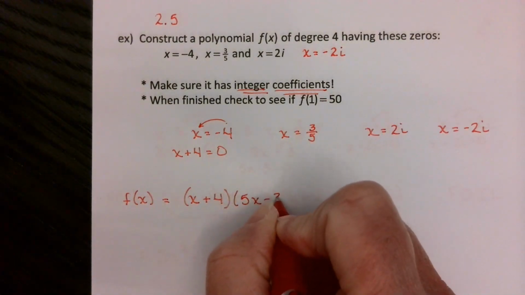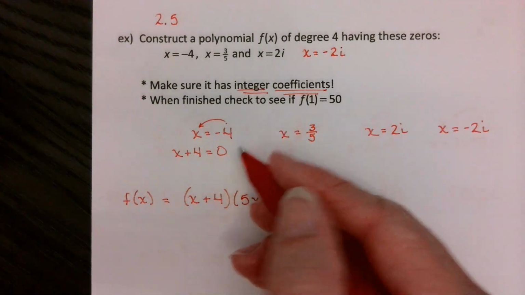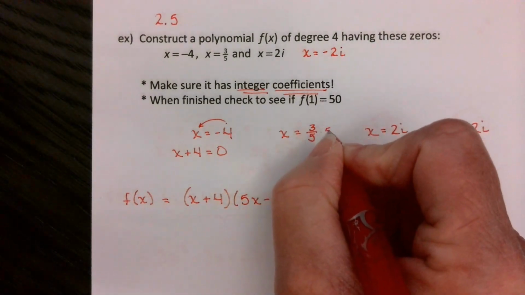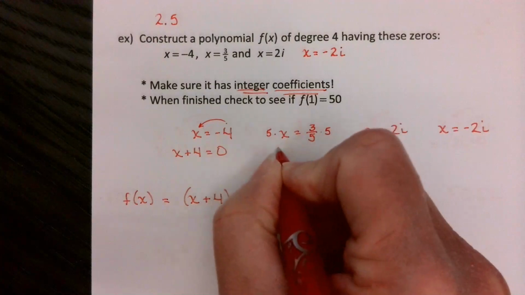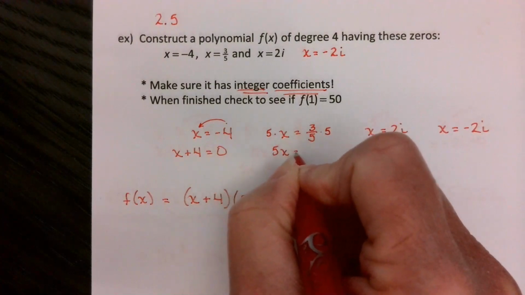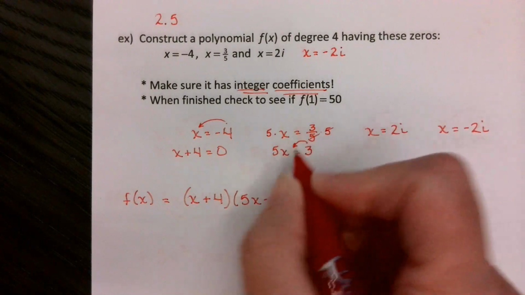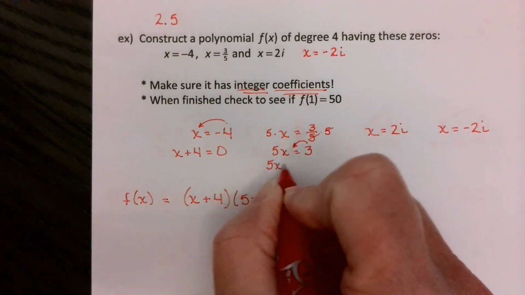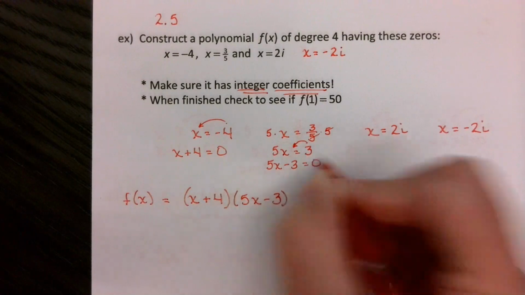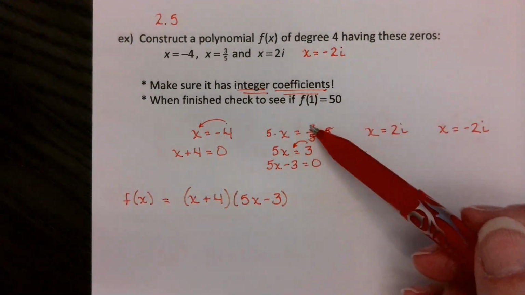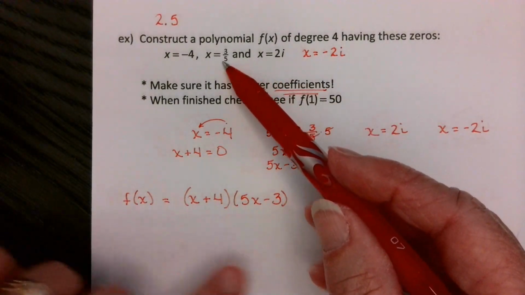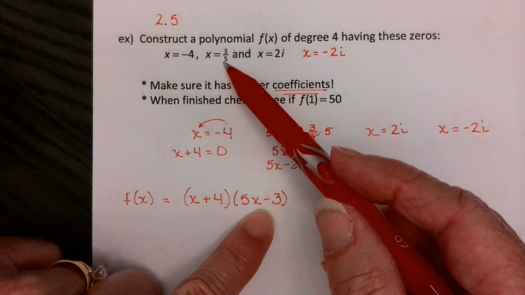Now again, we can do the same thing that we did over here. I could get rid of my 5 by multiplying by 5, and I get 5x over here equals, these cancel to give us 3. Take the 3 to the other side by subtracting it, and we get 5x minus 3 equals 0. That is how we get 3/5. It comes from this factor right here.